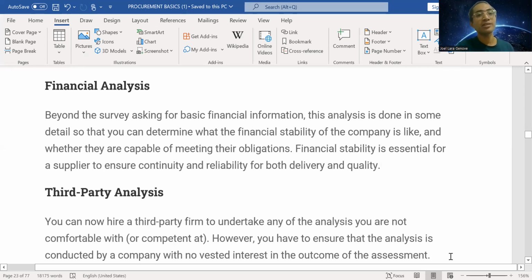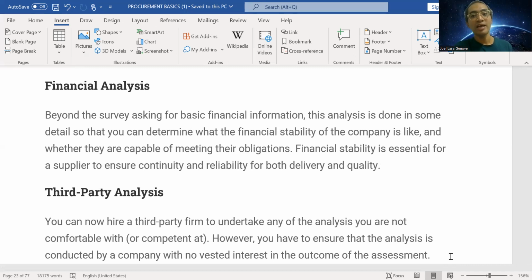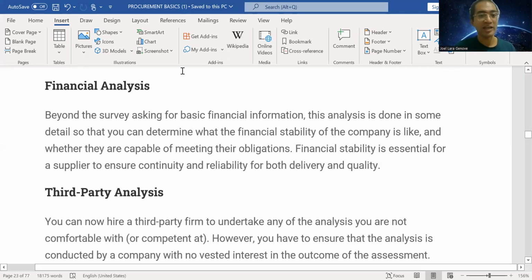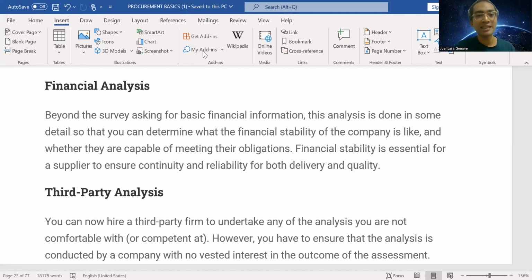Financial analysis beyond the survey, asking for basic financial information. This analysis is done in some detail so that you can determine what the financial stability of the company is like and whether they are capable of meeting their obligations. Financial stability is essential for a supplier to ensure continuity and reliability for both delivery and quality.